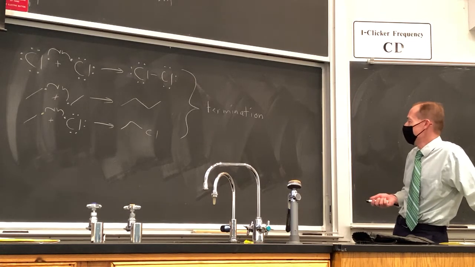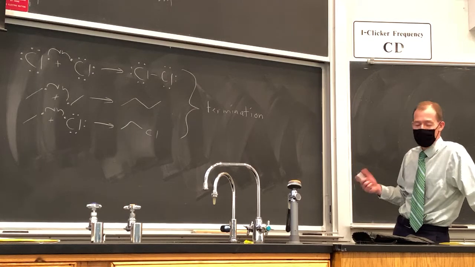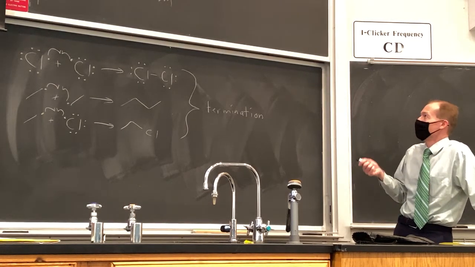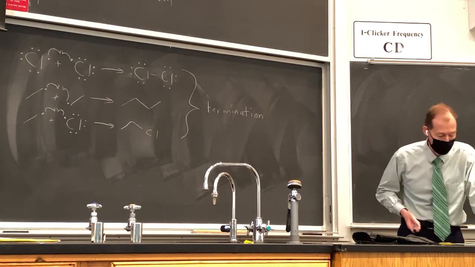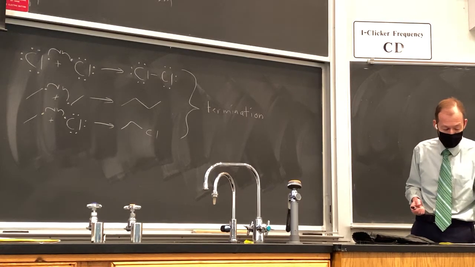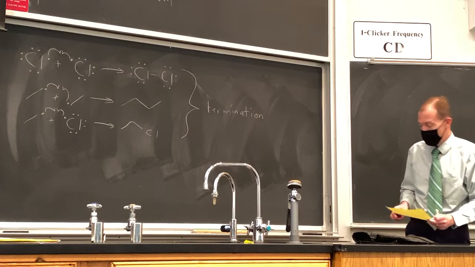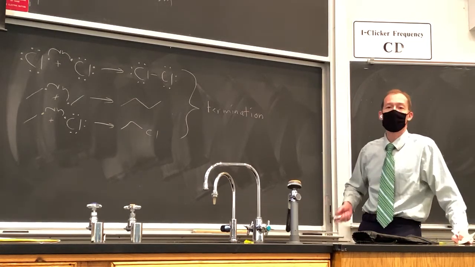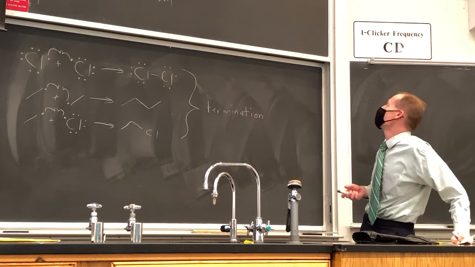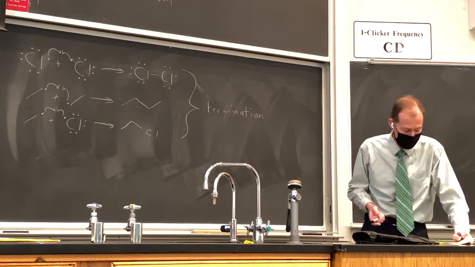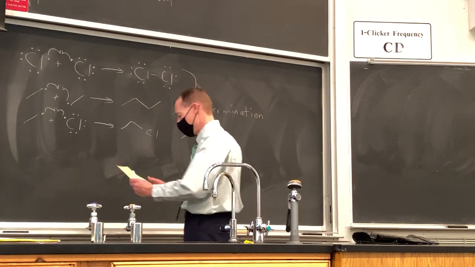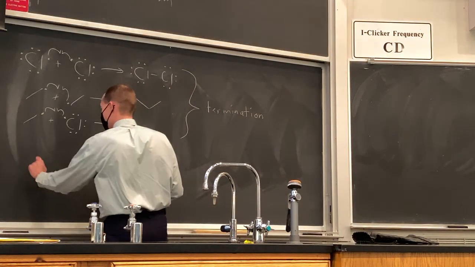So terminations, it's important to know that they exist, but if you're asked to draw the mechanism of radical chlorination, you could draw these three steps and ignore the terminations. Okay, so let's look at the changes in energy that occur during our two propagation steps in the chlorination reaction. So I'll redraw those steps here on this board.